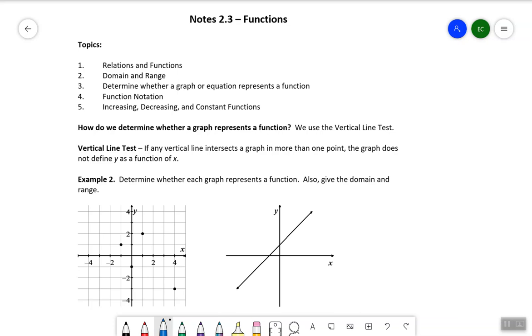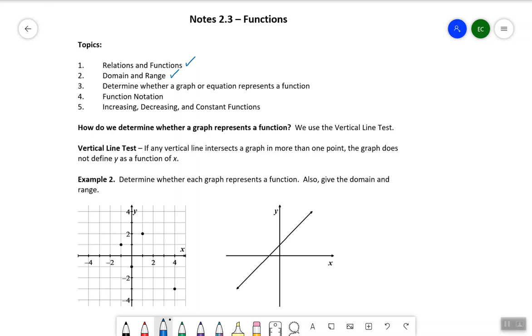Let's go on in section 2.3. We're looking at functions. We've already talked about the definition of a relation and of a function. We've also talked about definitions for domain and range. And we looked at tables and decided whether the table represented a function, and we also determined what the domain and range were. Now we're going to do something similar with a graph. Does it represent a function? And what is the domain and the range?